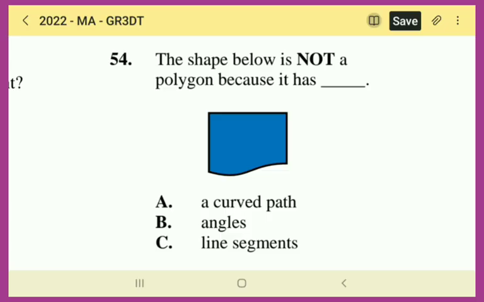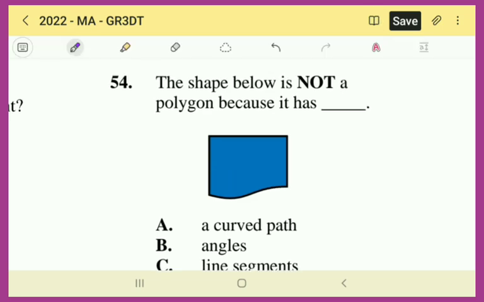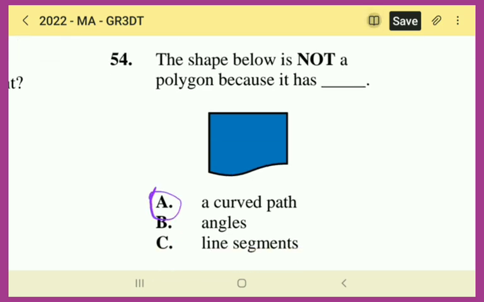Because it has what? To know, you also need to know what a polygon is. A polygon is just a plain figure, and its sides are drawn by straight lines. So why would this shape not be a polygon? A says it has line segments, but line segments are what they use to make the sides. B says it's not a polygon because it has angles. All polygons will have angles. The answer is A. Polygons don't have curved paths. They're formed using straight lines.